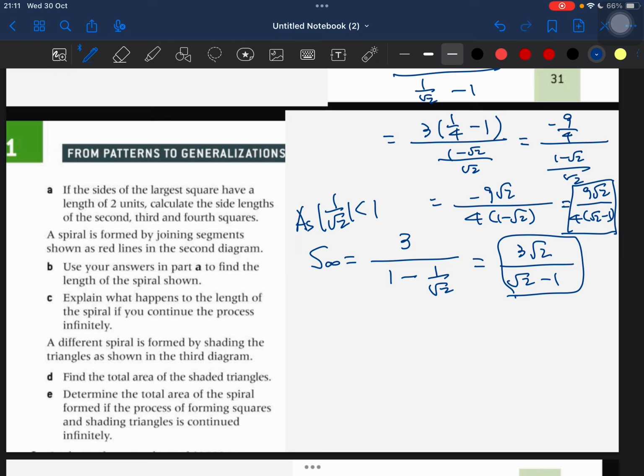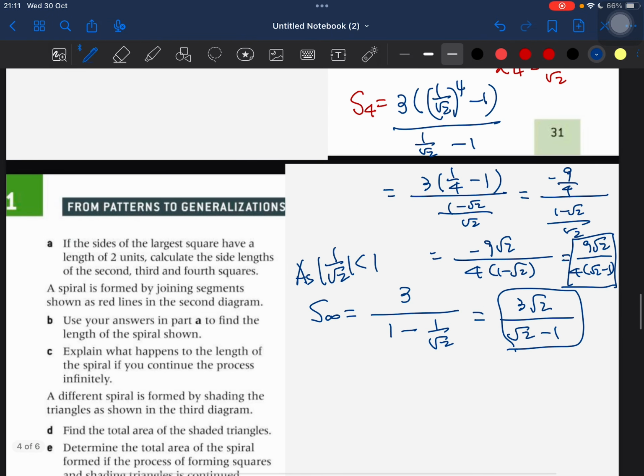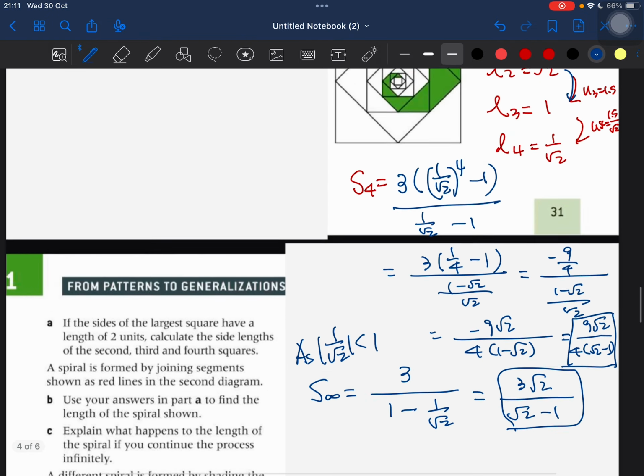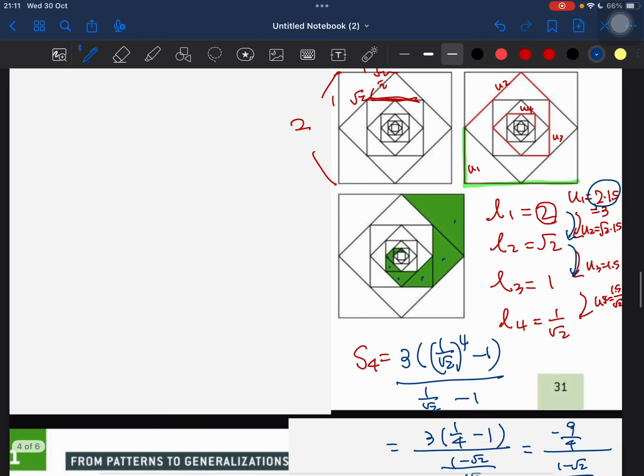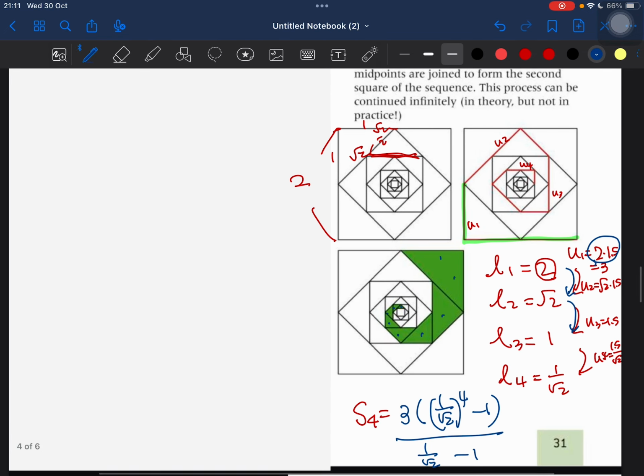Part D: a different spiral formed by shading the triangles shown in the third diagram. Total area of the shaded triangles. So the first one, the area is 1 over 2 because this was 1 and 1. And the second one, square root of 2 over 2 times square root of 2 over 2 times 1 over 2, so 1 over 4.